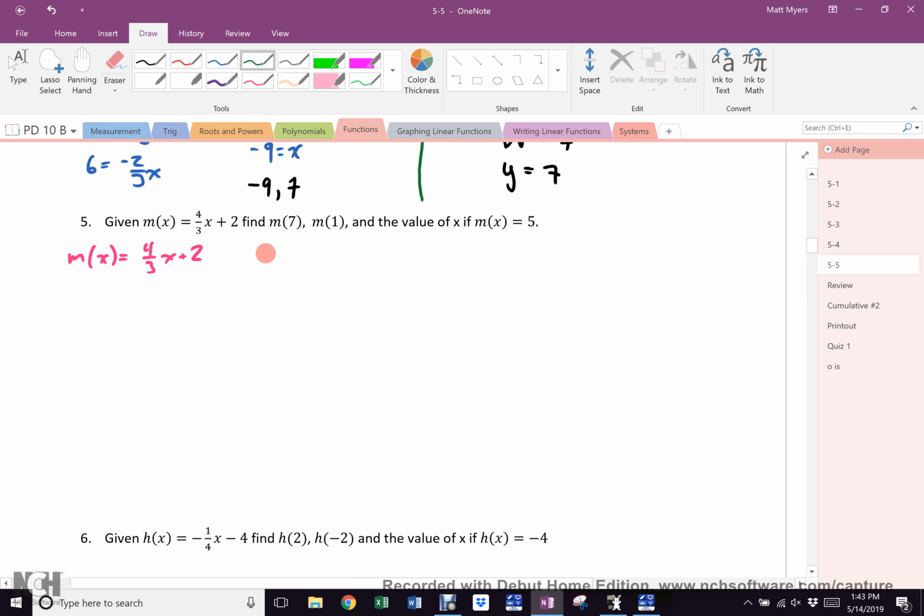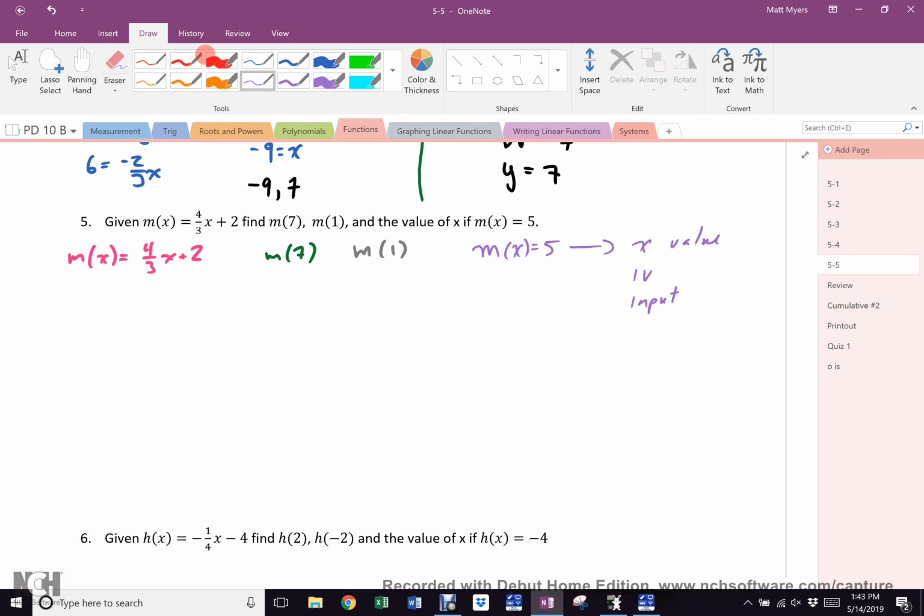I need to find the m of 7. I need to find the m of 1, and I need to find the m of x equaling 5, which means, what am I seeking here, an x or a y value? I am seeking an x value, which is also an IV, or an input. So let us begin.